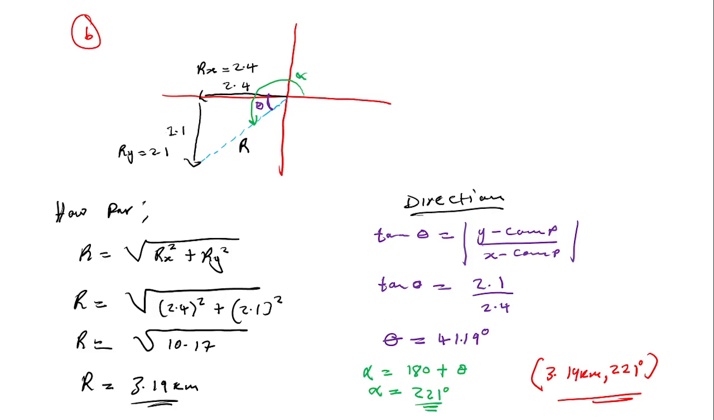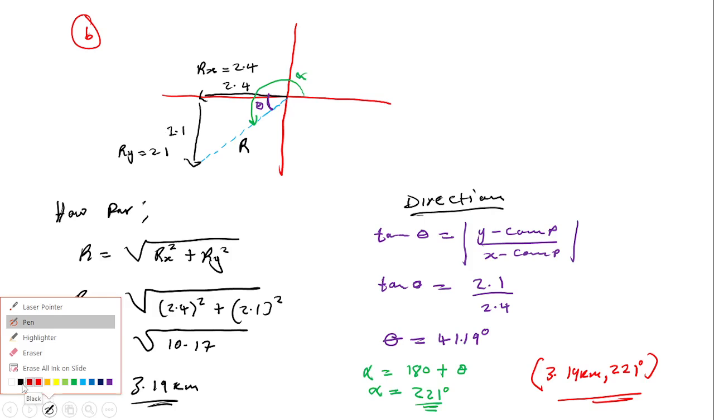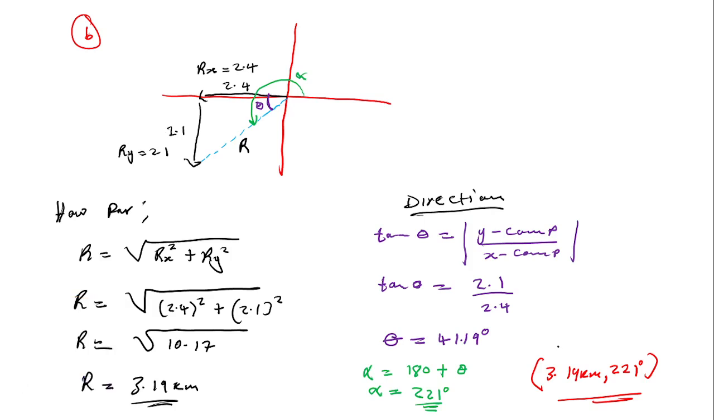Benzo, what's your question? My question is about the rounding off. The x and y components are rounded off to 1 decimal, then the resultant was rounded off to 2 decimal places. The first theta was rounded off to 2, and then the last alpha we didn't round it off. So how does the rounding off work? I'm a bit confused.